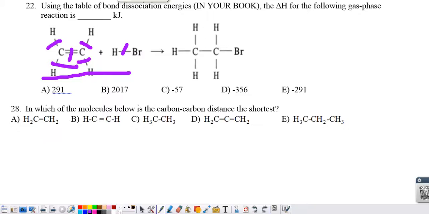Which of these molecules would be the shortest in distance? Carbon to carbon distance, shortest. It's definitely this one. We have the triple bond, so those 2 elements have to be close enough together to actually bond to each other. That is the triple bond.